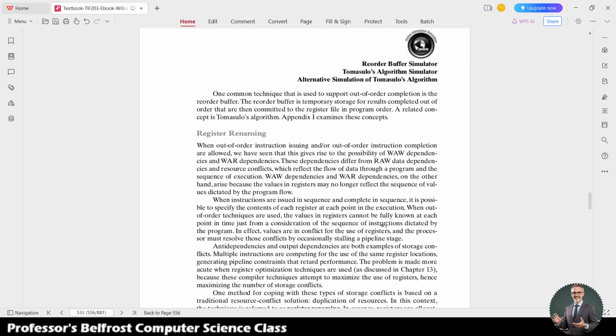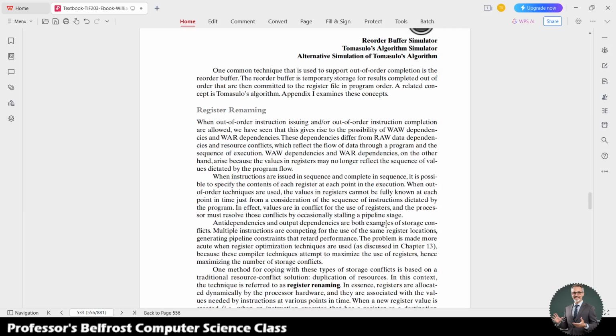Okay, next one. This paragraph explained it very well. One common technique that is used to support out of order completion is the reorder buffer. The reorder buffer is temporary storage for results completed out of order that are then committed to the register file in program order. Next, we'll discuss register renaming.